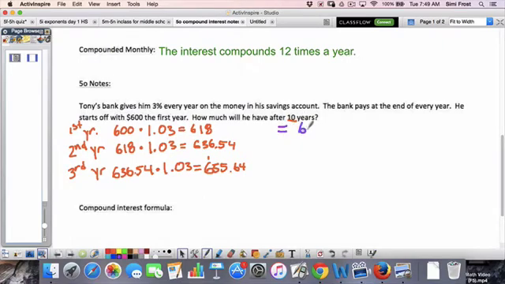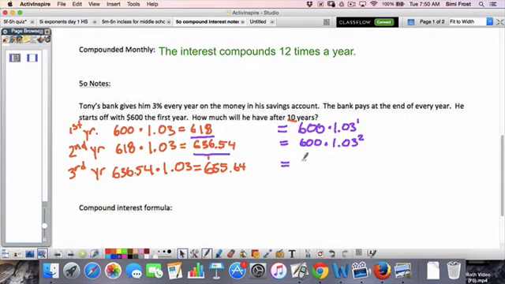So for the first year, we're doing 600 times 1.03 to the power of 1. And it does equal 618. For the second year, if we want to stay with that same number, 600, we're actually multiplying by 1.03 squared. If you type that into your calculator, you will end up with this amount here.